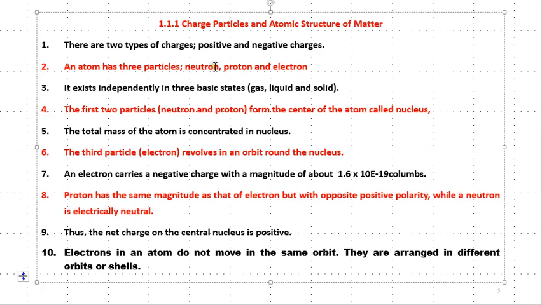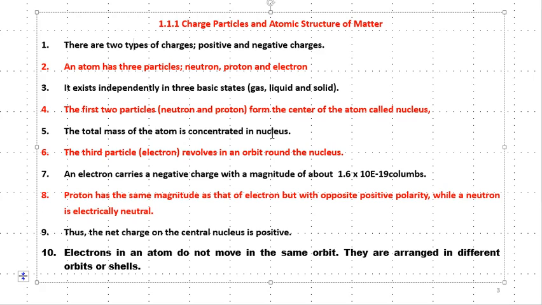And we have mentioned that in any atom we have 3 components: proton, neutron, and electron. So the first 2 particles, this is the neutron and the proton, they are located in the central part of an atom, which is called the nucleus. And the total mass of any element or any atom is concentrated in that nucleus. So what are we saying here? We are saying the proton and the neutron, which are located in the central part of an atom, they are the heavy of these 3 particles, and the electron is very light.